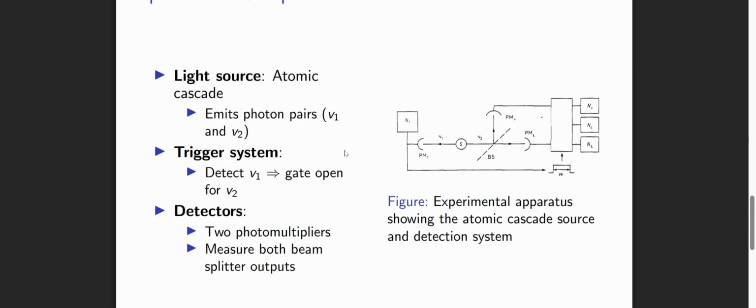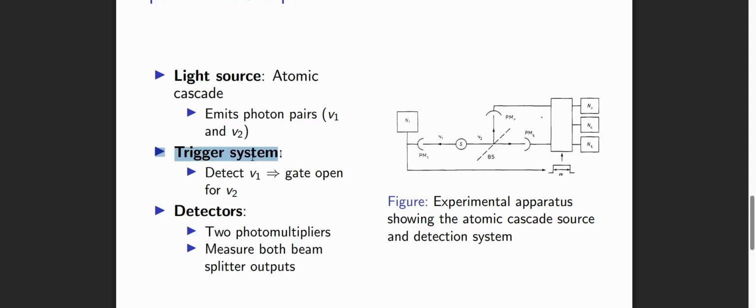So this was the experimental setup used by Grangier and his colleagues in this paper. There was a light source, which is an atomic cascade. What does that mean? The source is producing photons in such a way that after producing a single photon, let's say of frequency nu1, it stops for some time, and after some time it sends another photon of a different frequency. Let's say the frequency of the second photon is nu2.